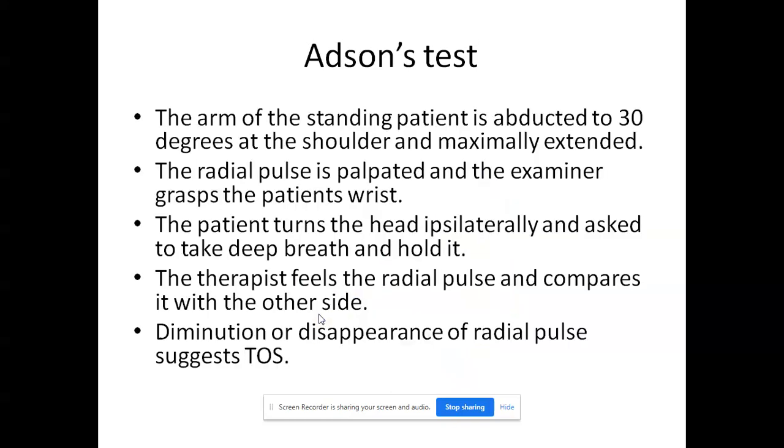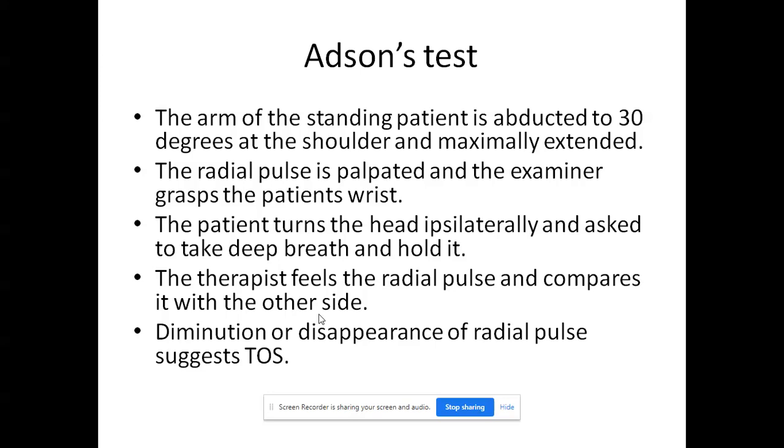Coming to the second test, that is your Adson test. The patient here is in sitting position, whereas the therapist is in standing position behind the patient. The therapist abducts the patient's arm to 30 degrees and maximally extends the shoulder. The radial pulse is then palpated. It's not felt, it is just palpated by the examiner who grasps the patient's wrist. The patient is asked to turn actively his head ipsilaterally, take a deep breath, and hold it. The therapist feels the radial pulse then and compares it on the contralateral aspect, that is your normal side.